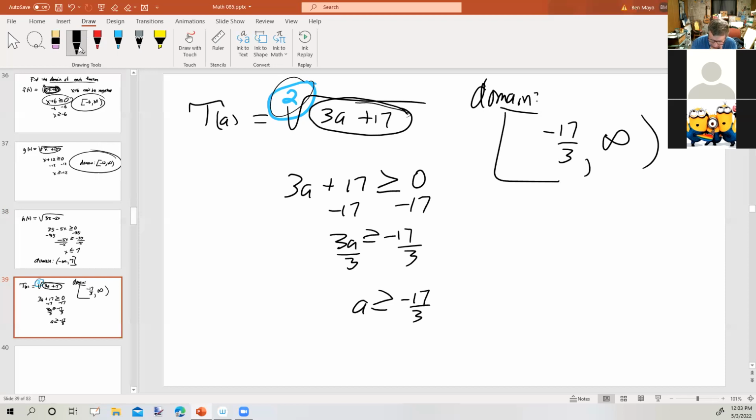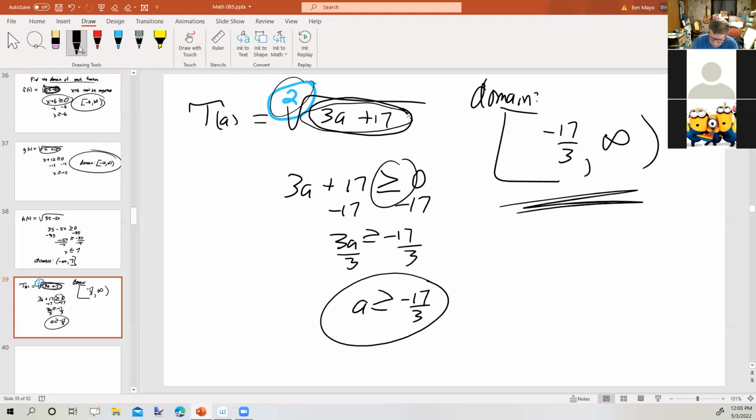Even root, the radicand has to be positive or equal to 0. So you set it greater than or equal to 0, solve it for the variable, that gives you the domain. Anything in this interval that I plug in here, I'll get a real answer. Outside of this interval, below -17 thirds, I'm going to be taking an even root of a negative number, which is not real. We don't want to do that.